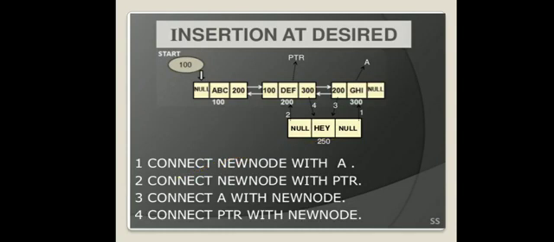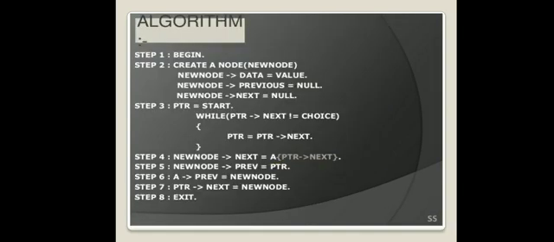Now we are going to insert at a given position in a linked list. Suppose if you want to insert a new node at a given position, first we have to connect the new node with A as shown in the figure. Next, connect the new node with PTR, connect A with the new node, and connect PTR with the new node. So this is how we are going to connect a new node at the given position in a linked list. So we'll see the algorithm here.